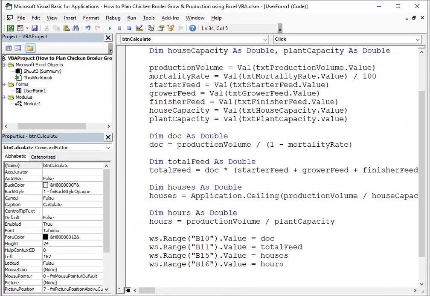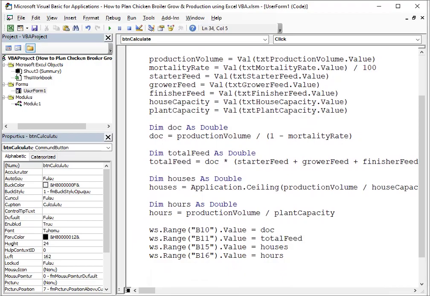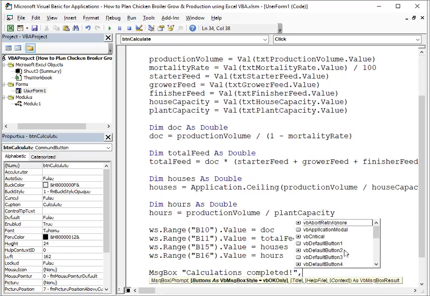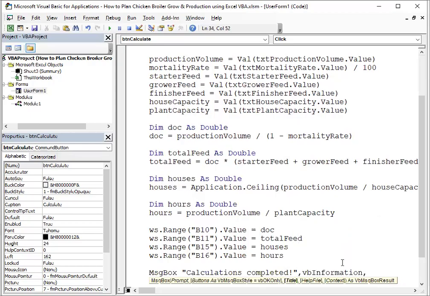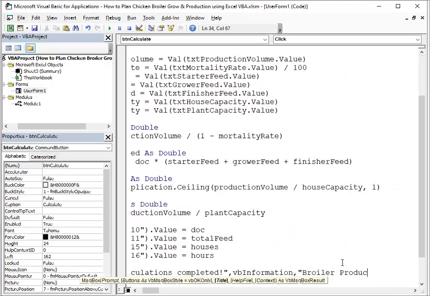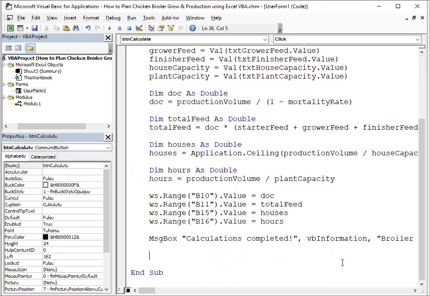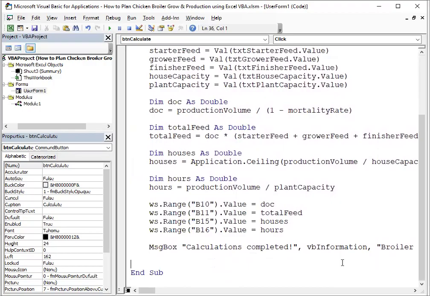Before we end, I'm also going to include the message box. And the message would be calculations completed. VB information. Then from the VB information, the title would be broiler production plan. Separate words. All right. Then end sub.